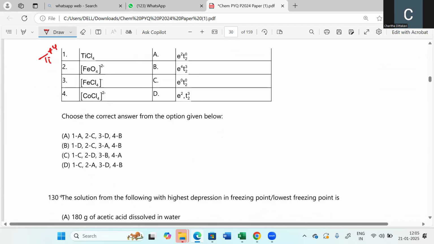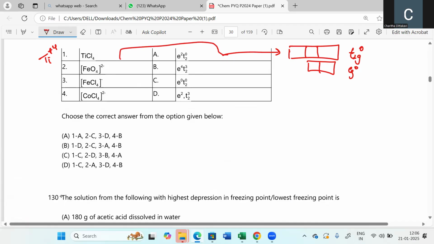Ti plus 4, you don't have any valence electrons here. It will definitely come to your 0 state. So for this there is nothing in 3d and 4s. So t2g is 0, eg is also 0 for this part, for TiCl4.